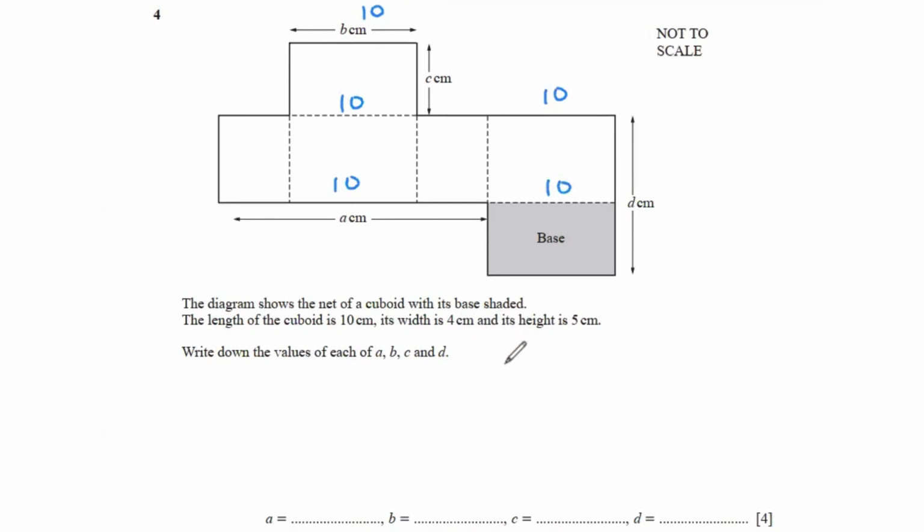Now, if the width is 4 centimeters, that means C is 4. So this is also 4, which means these are also equal to 4, 4, and 4. Now the height is given as 5. So these are 5, which means D is going to be, this is also 4, and this is also 4. D is going to be 4 plus 5, which is 9 centimeters.